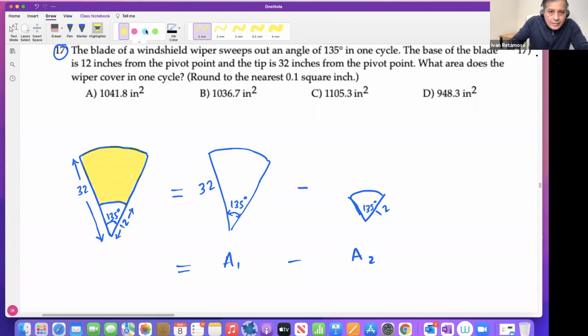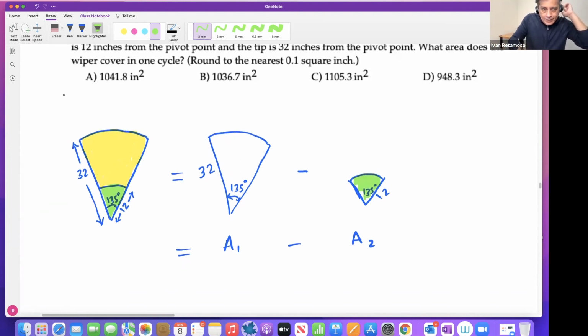Maybe I can highlight this with a different color. This part is this. So we're gonna do the computation of two areas for these two sectors, and we're gonna subtract them. We subtract them, we will get this yellow area, right? Let me do this as an example, and then I will ask you to do the others. All right, so the area one will be what?